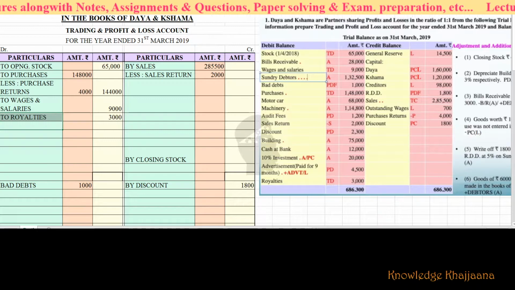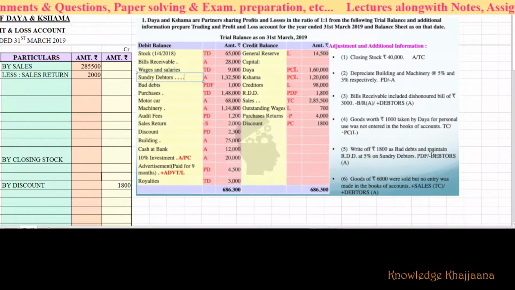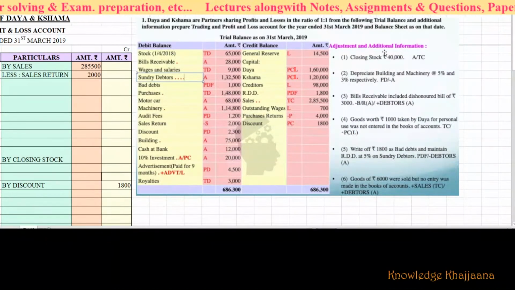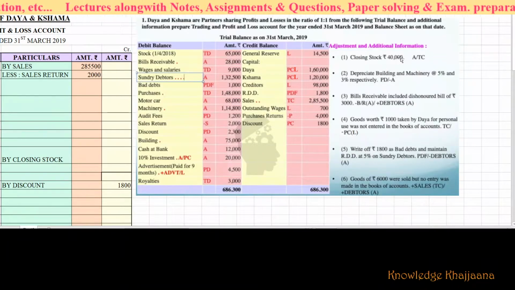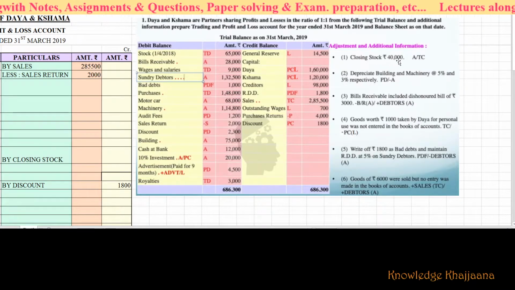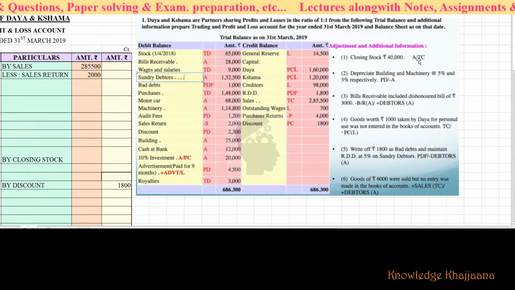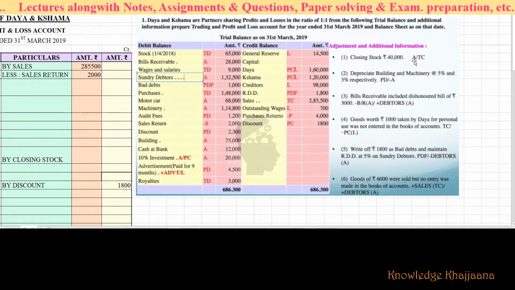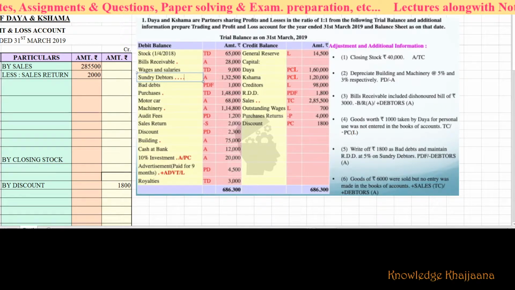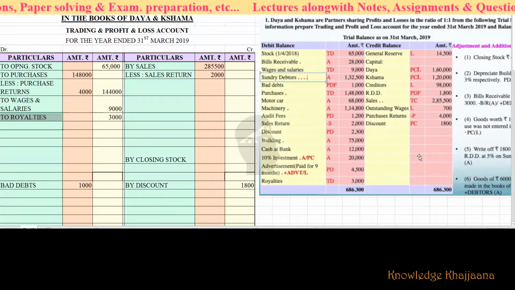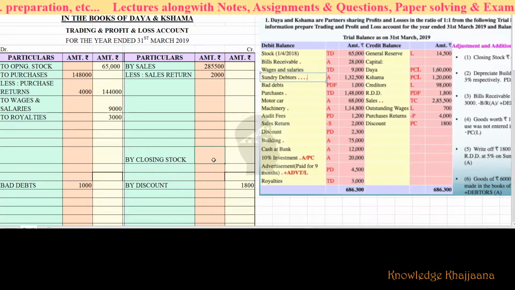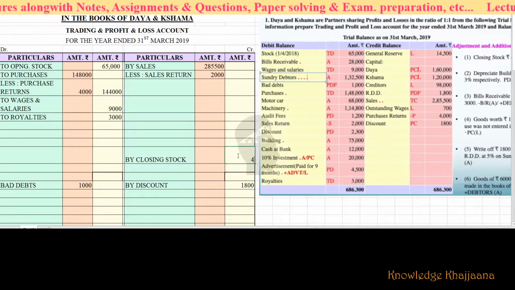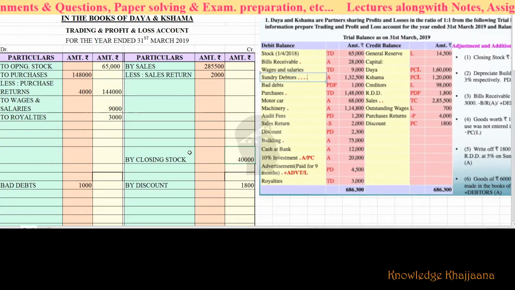Now let's move to the additional adjustments. Closing stock rupees 40,000. The recording will be done on two sides, assets and trading account credit side. Okay, closing stock rupees 40,000 on the trading account credit side, outer side, no adjustment.